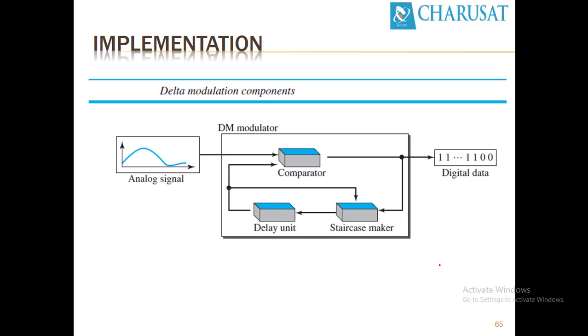For the implementation of delta modulation, a comparator is used which compares the existing and previous values, and then it gives the output to a delay unit and a staircase maker. The staircase maker will make the stairs, and the delay unit will generate a delay. So it will generate a horizontal line, and this will generate a vertical line. After combining, this is given again to the comparator, and the comparator gives the output as digital data.